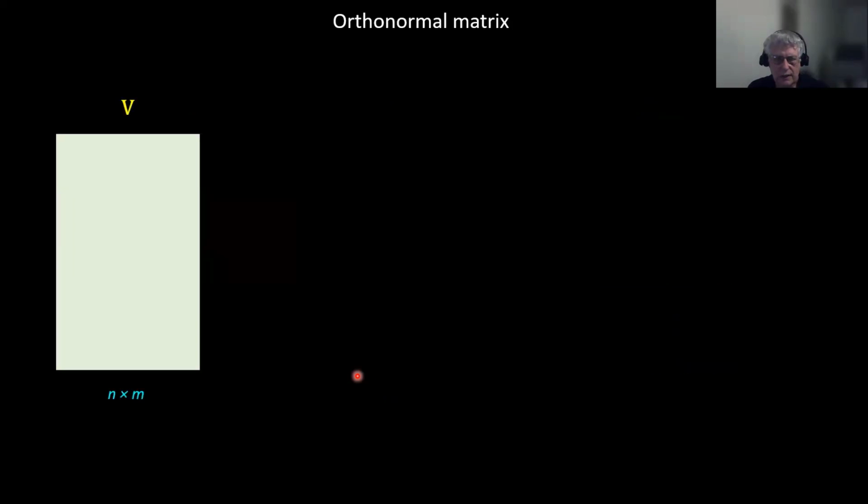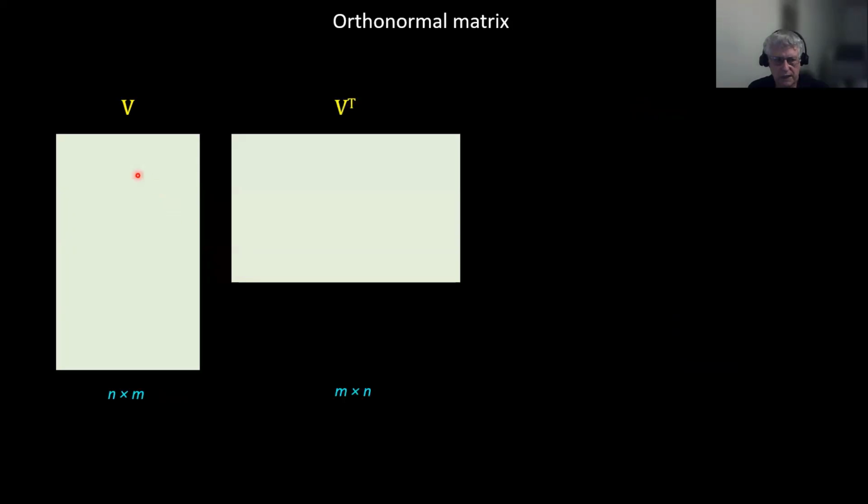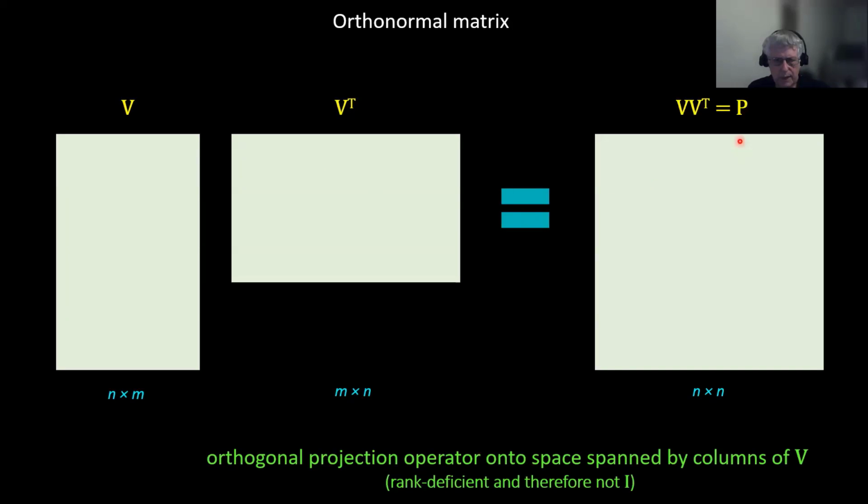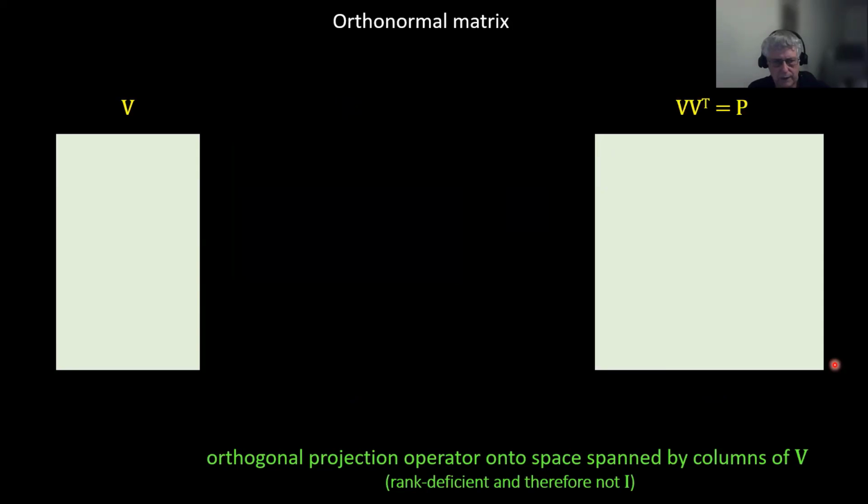Now let's do things the opposite way. Let's post-multiply V by V transpose. You get a bigger matrix, same number of rows and columns as the number of rows of V. This is not the identity matrix in this bigger vector space. This is actually, though, a very special matrix.